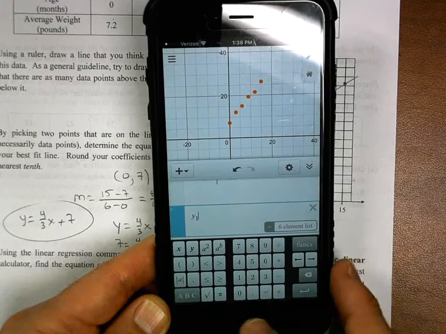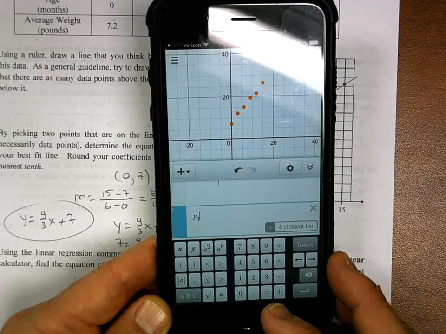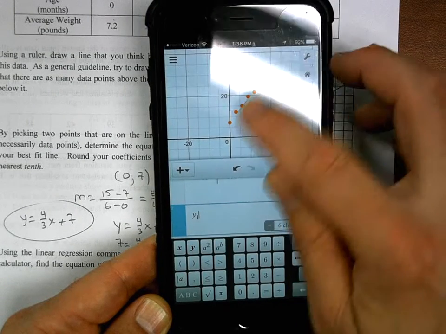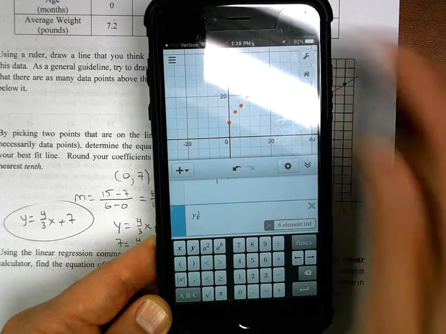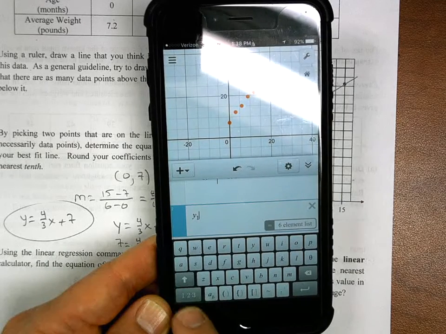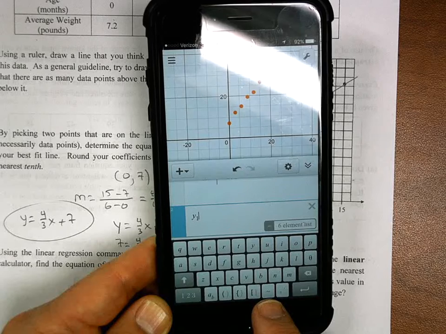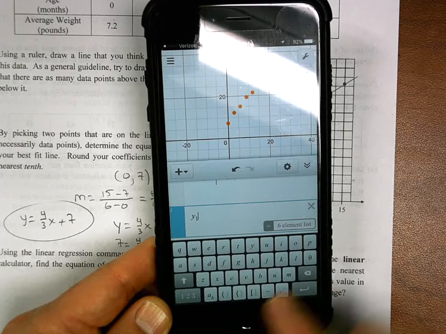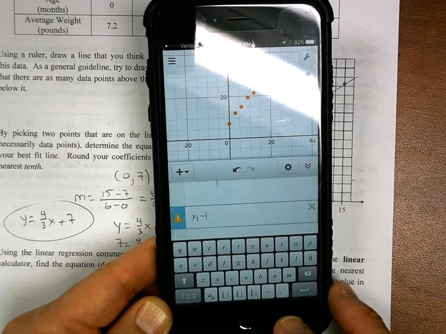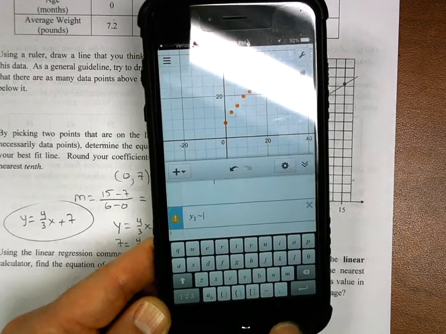Okay, and then I don't want to push equals because this is an approximation. We want it to approximate it. So I'm going to push ABC again, and then you'll see this little squiggly line right there. So this will be approximately equal to. So type that in.